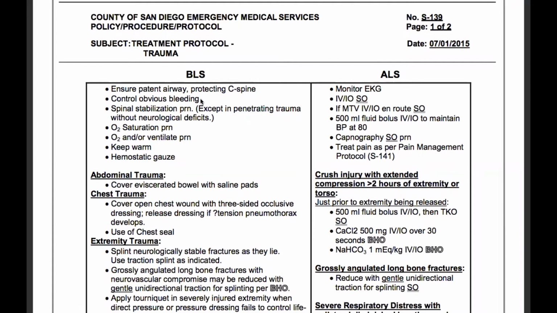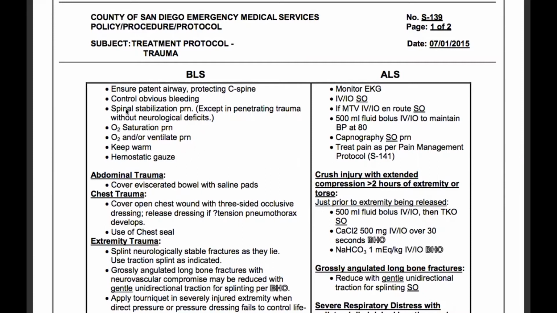If that doesn't control it, we'll use either tourniquet or combat gauze if appropriate. Spinal stabilization as needed, except in penetrating trauma without neurological deficits. O2 saturation as needed. O2 and or ventilate as needed. Keep warm. Remember your treat for shock protocol. And then hemostatic gauze as needed.